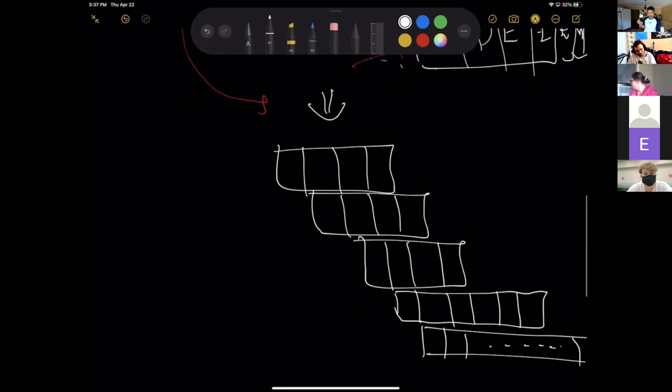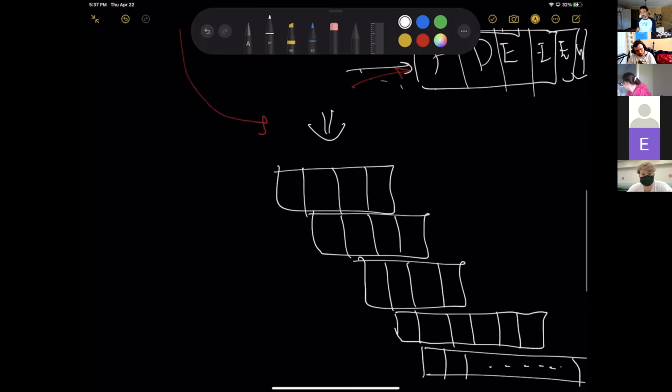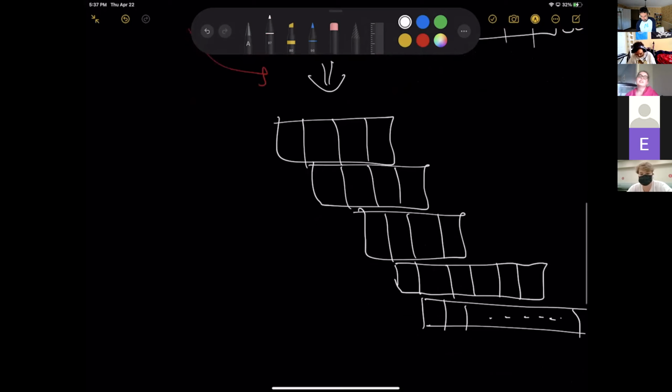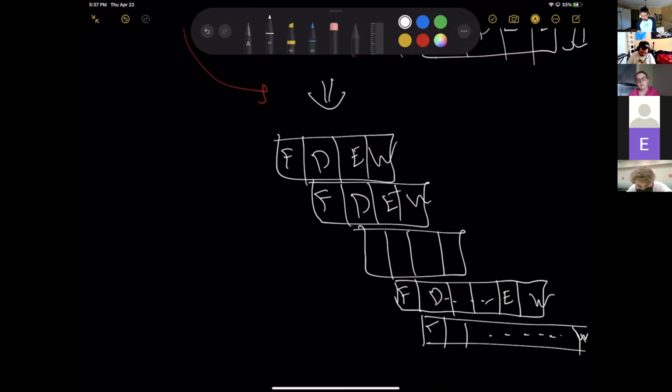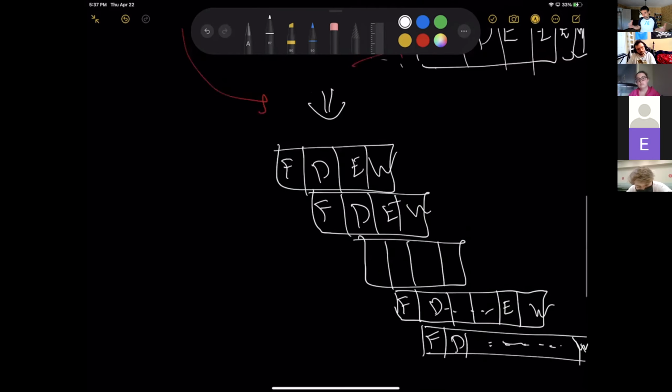Okay, so this makes sense. This reordering totally makes sense, and this is a good idea, right? So this is like F, D, E, W, right? F, D, E, W, and W, W, right? And these are E's. F, D, F, D. These are all E. Okay. I think it's perfect. I agree.